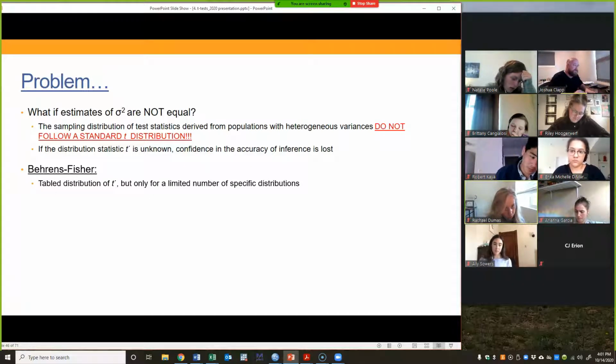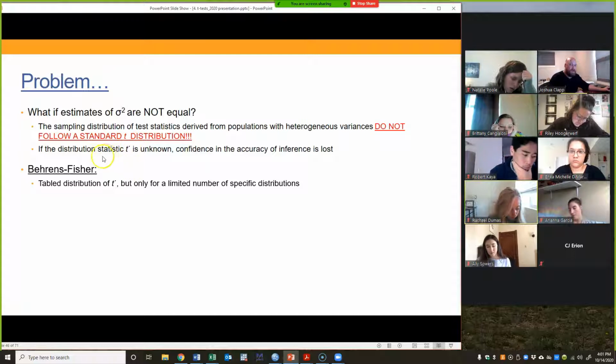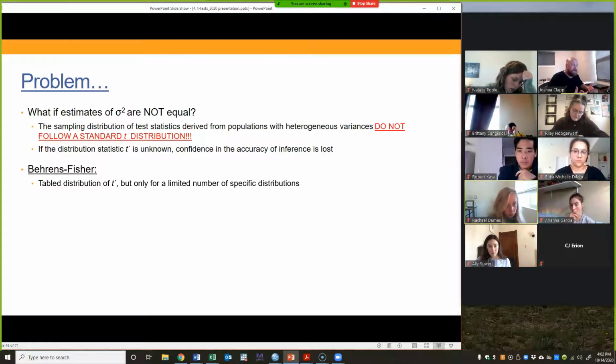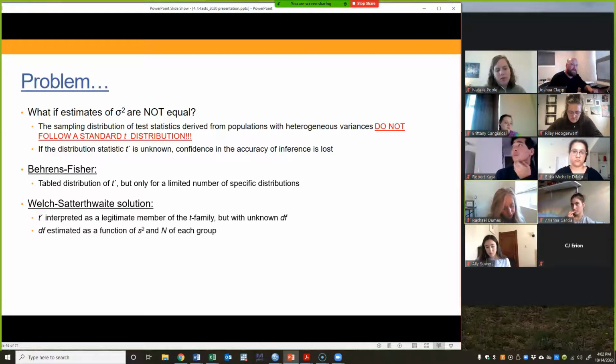A couple of different ways people have developed to deal with this. One is the Behrens-Fisher approach, an older approach where instead of having a t distribution, we have a t prime distribution. T prime is our test statistic calculated when we're drawing samples from populations with unequal variance. Behrens-Fisher tabled the sampling distribution of a set of t primes, but just for a specific number of distributions. So this is generally not terribly helpful unless I know that the t distribution I'm pulling from falls into one of these already tabled ones. So we don't usually worry about this.